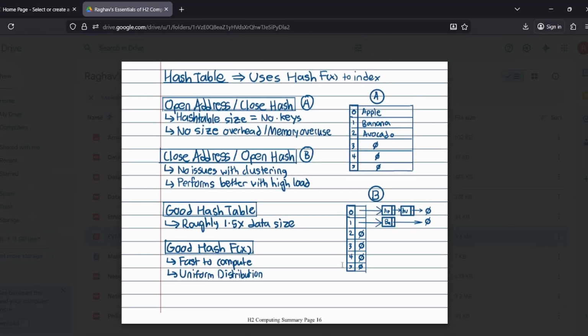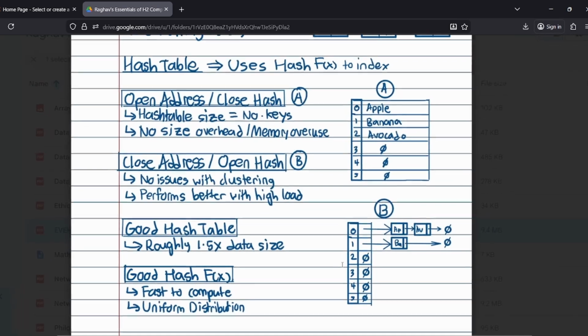Now for the last thing in H2 computing, hash tables. Hash tables use hash functions to index things. There's open addressing or closed hashing, and closed addressing or open hashing. Please memorize this and don't forget which one's which. So, in A, the hash table size is the number of keys. There's no size overhead or memory overuse. It's all strictly planned and exactly the way it's supposed to be.